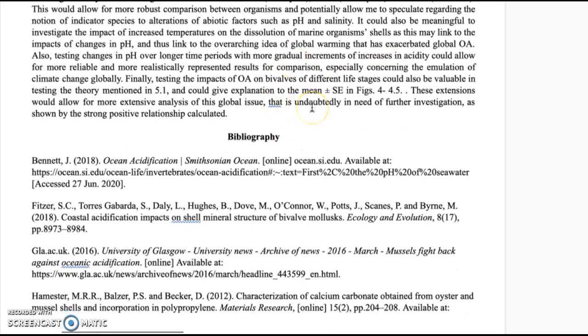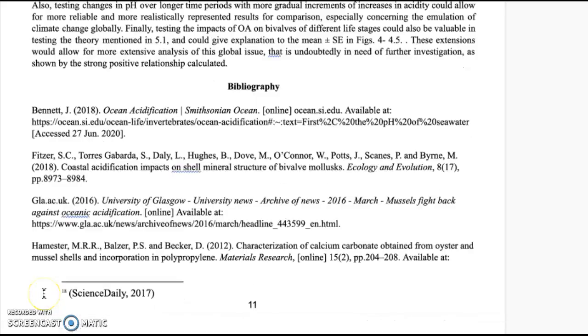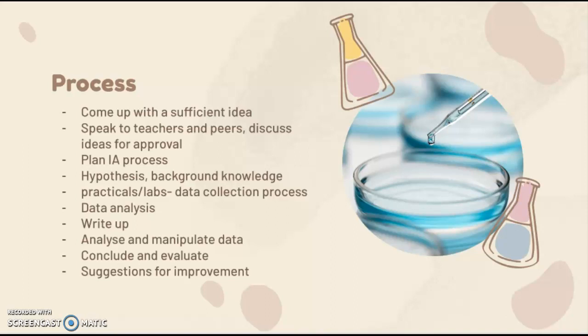Anyway, so extensions, then finally bibliography, of course. So I'm saying that these extensions would make it more extensive to analyze the global issue. So that's basically just a nice overview of everything. So yes, I hope that gave you a good idea.